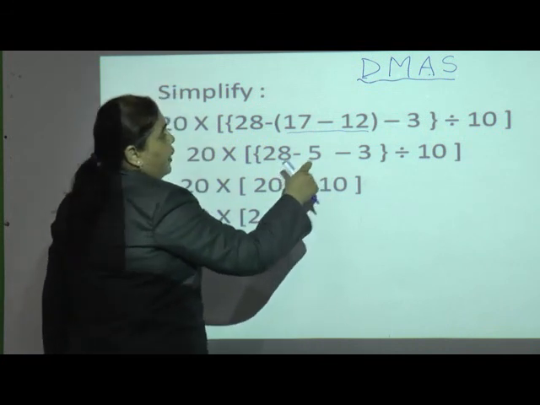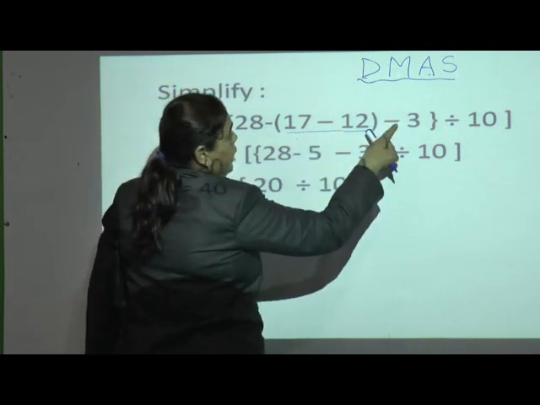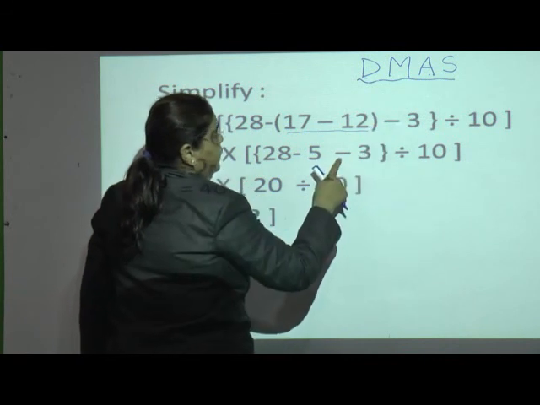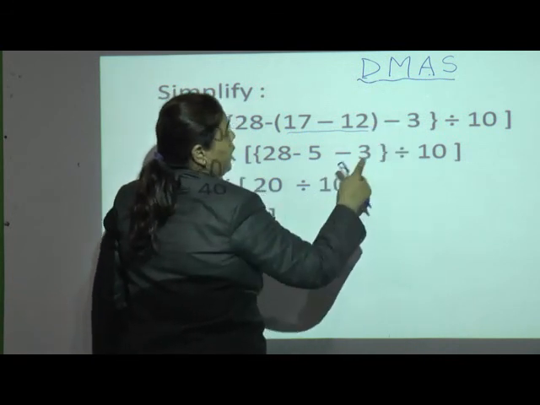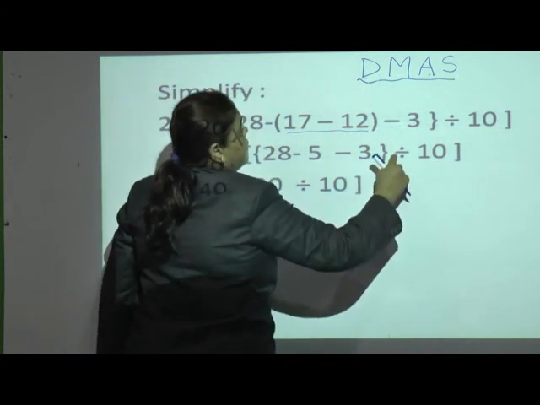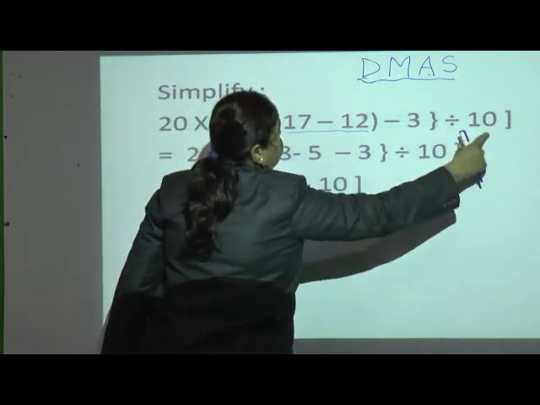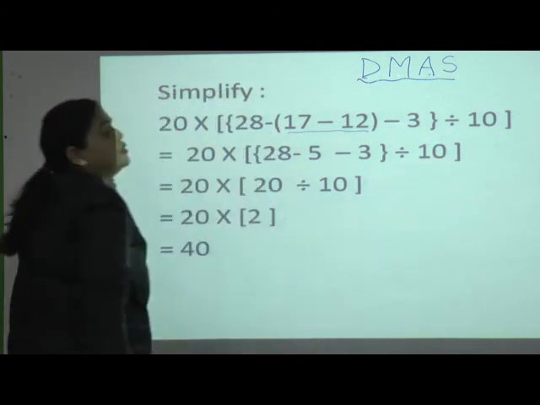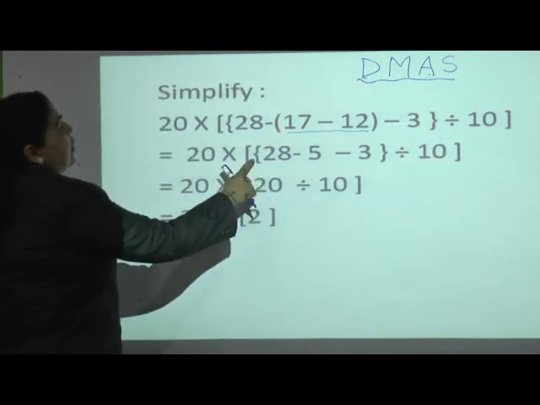So we have written 5. After solving, what is left over here is minus, write minus as it is, 3, 3 as it is, close with a curly bracket, and whatever the things, that is divided by 10, write the divide by 10 and close the square bracket. This is our first step.